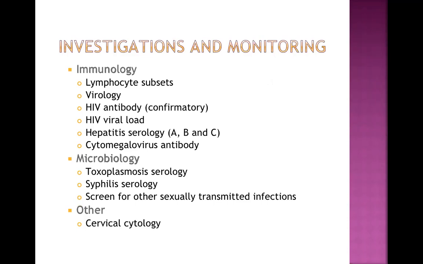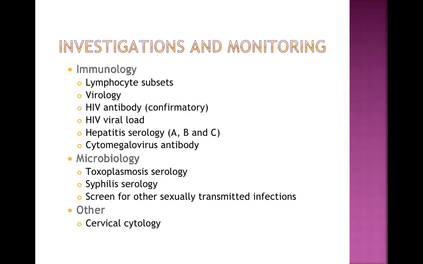Now, some of the immunological tests are lymphocyte subset, meaning what is the percentage or proportion of CD4 to CD8 cells, what is the viral load, what is the status of HIV antibody. ELISA and Western blot both detect HIV antibody. HIV viral load is done by RNA analysis. Hepatitis serology, A, B, and C, which can occur together. And cytomegalovirus antibody can also be done because it is quite common in an AIDS patient.